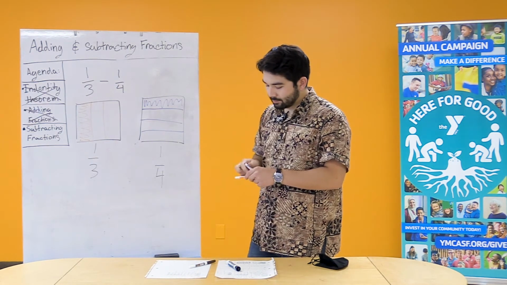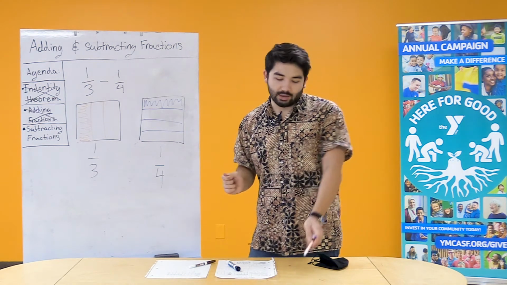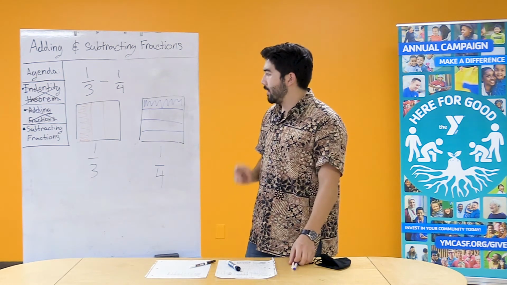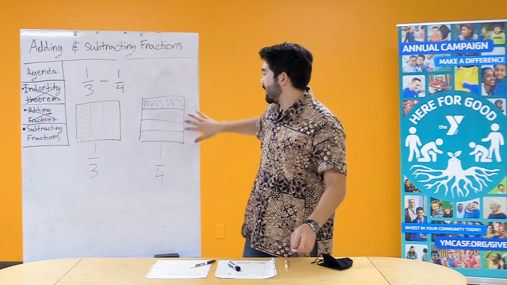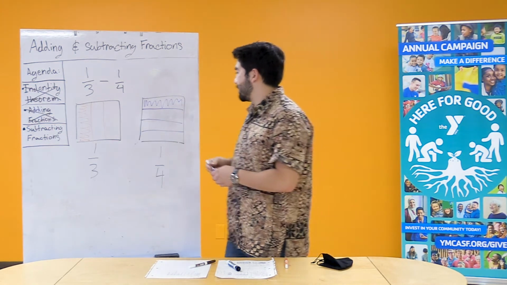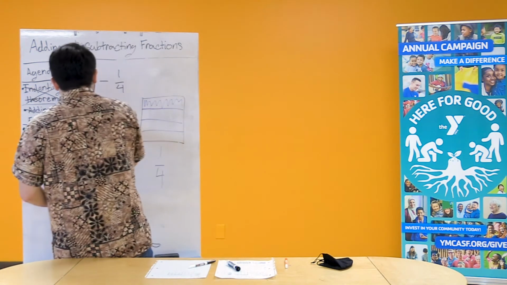Okay. But now, how do we subtract these? Because they are still not the same. Well, I'm going to show you how to do that. We're going to take our horizontal lines from this box and translate it across.